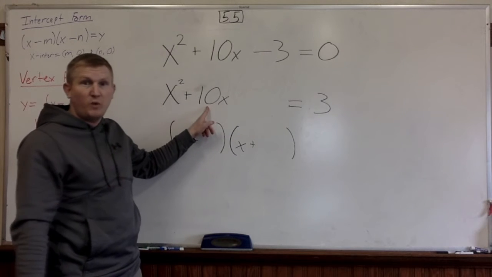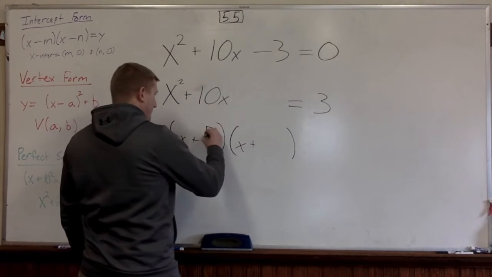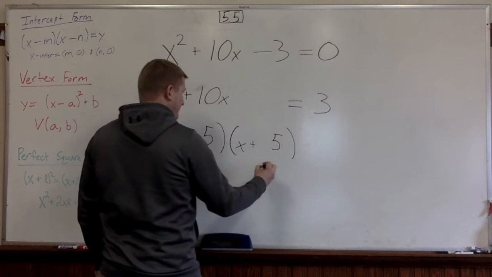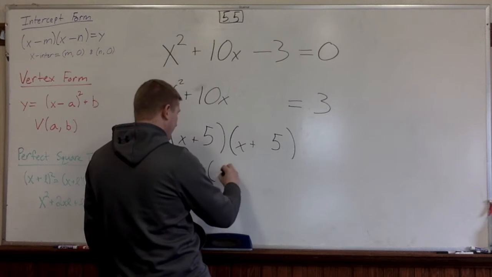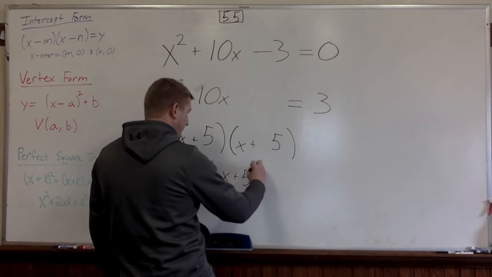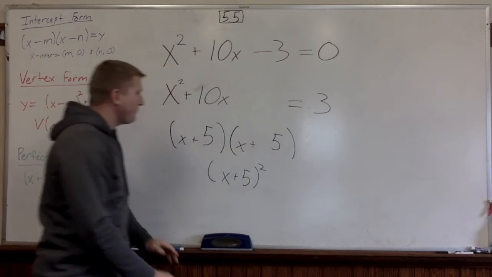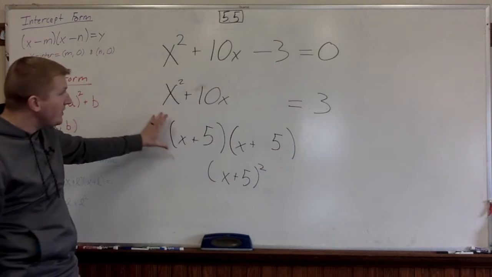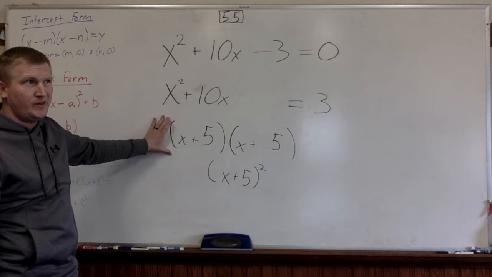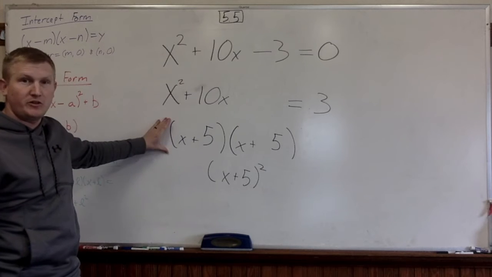Oh, that's easy. Then what's half of 10? 5. Right? And then obviously these are identical, so this is essentially x plus 5 quantity squared. Okay, now if this were a perfect square trinomial, we could make it look like this. So let's make it look like this.